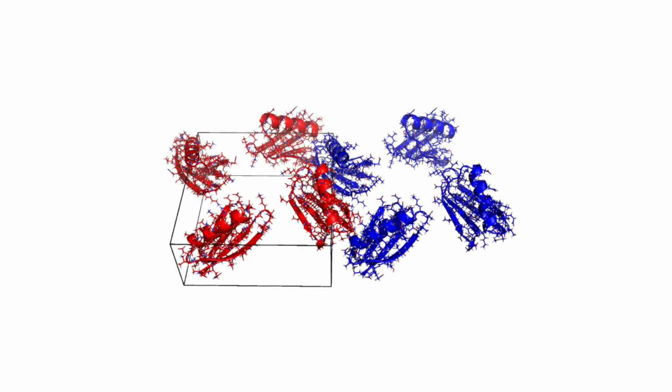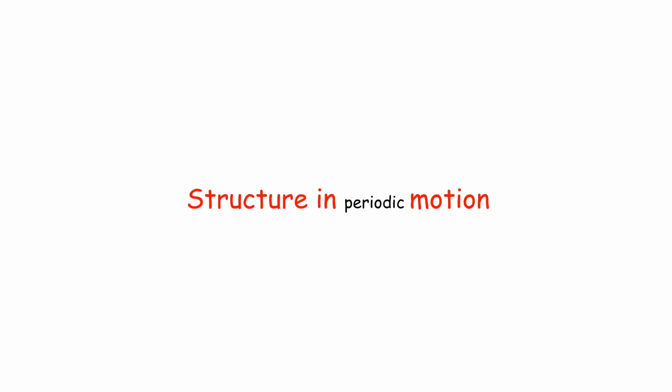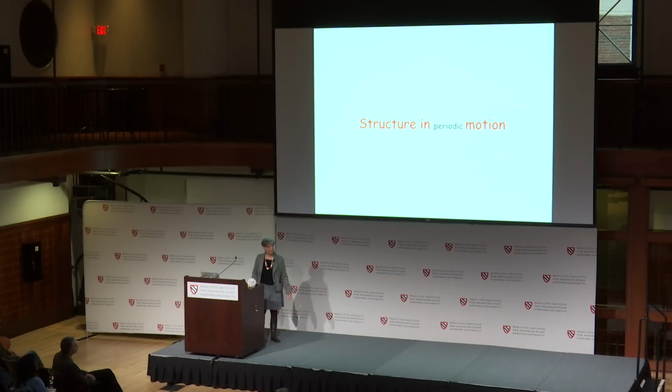Okay? So the majority of these proteins have been solved with a technique called X-ray crystallography, meaning that they are not just one single structure that we are looking at, there are many. So the problem becomes large. How can we algorithmically handle such challenges? We want to understand the structure in periodic motion. And at this point, Ciprian will take over and tell you about that.